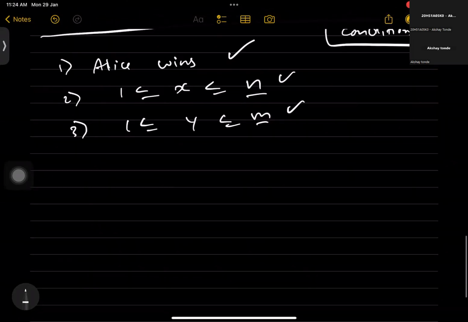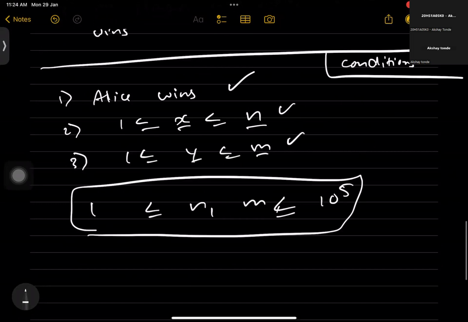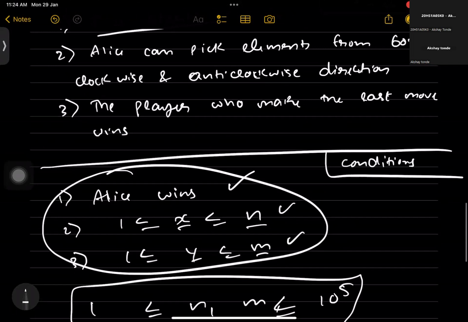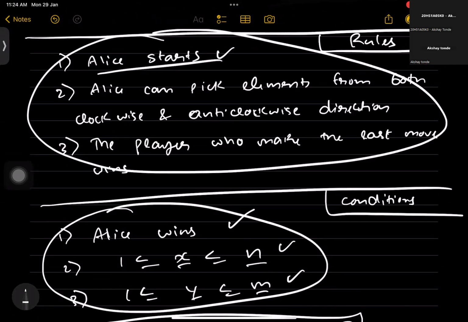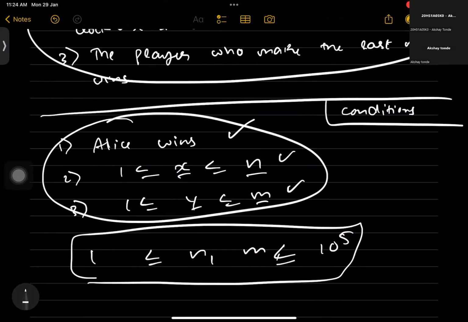Let's see what the constraints of n and m are. n and m both have constraints up to 10 to the power 5. These two values are given to us in the question, and what we need to find is the number of possible pairs of x and y such that these three conditions are satisfied. These are the rules of the game, the conditions that need to be satisfied, and the number of possible pairs of x and y. I hope the question is clear.